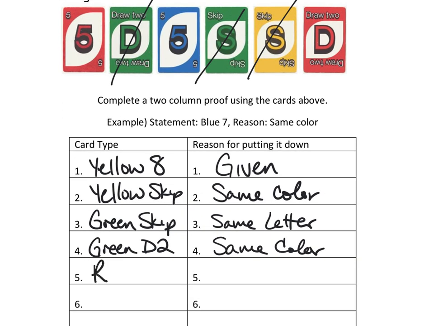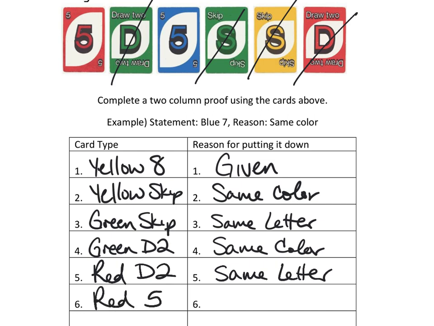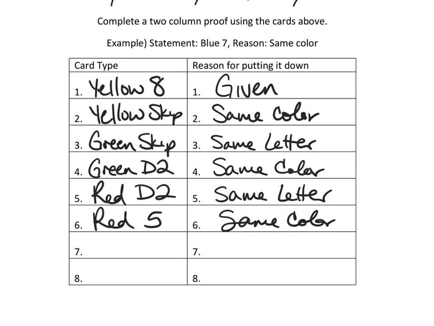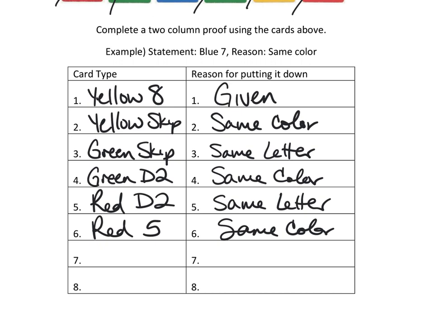Yeah, the red, draw 2, because it's the same letter. Okay, what's next? The red 5. Why? Same color. And then after the red 5, I can't see anymore, but what was next? The blue 5, because it's the same number.